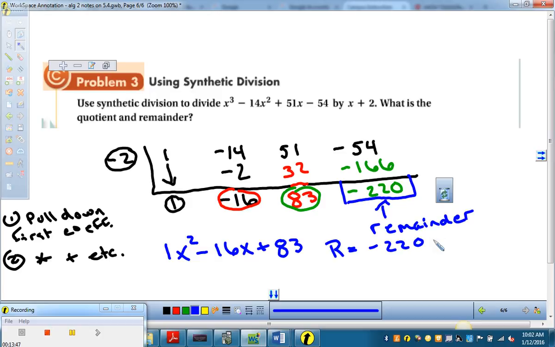That's quite a bit. The only downfall of synthetic division is that it really only works for linear dividers. All right, questions on the process? Okay, let's do another one. Well, we're not done.